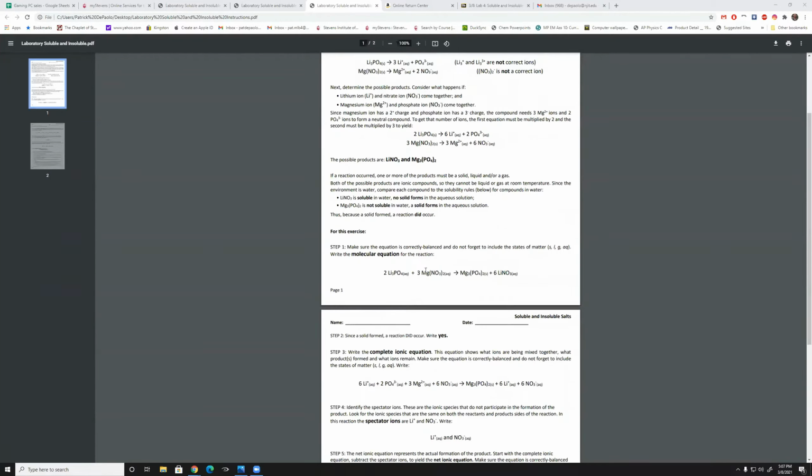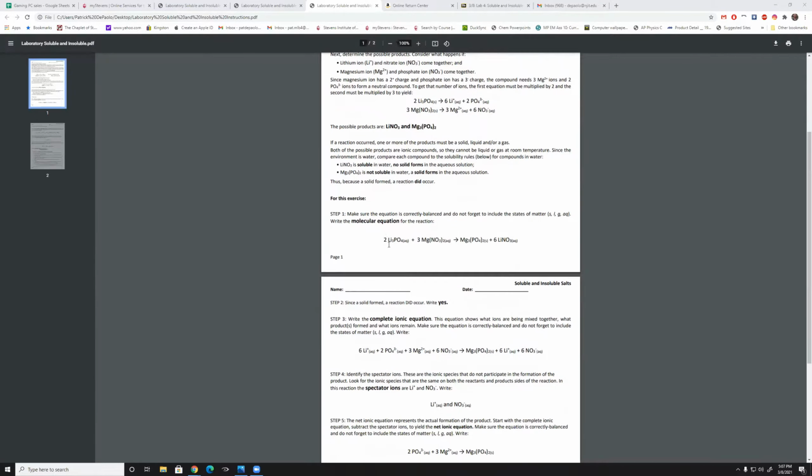So I want to show you an example of a reaction. Here's one right here. It's balanced. You see the coefficients, but let's say after you balance it, you have lithium phosphate plus magnesium nitrate yields magnesium phosphate and lithium nitrate. Think about what's happening here. On the molecular basis, you have two soluble aqueous salts, lithium phosphate and magnesium nitrate.